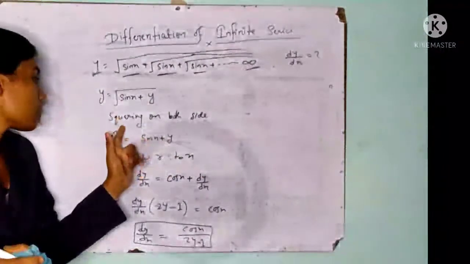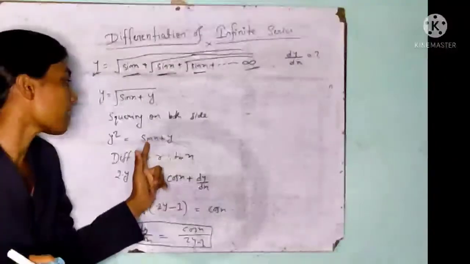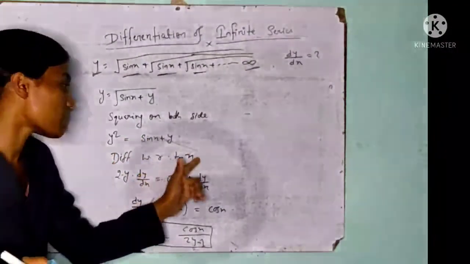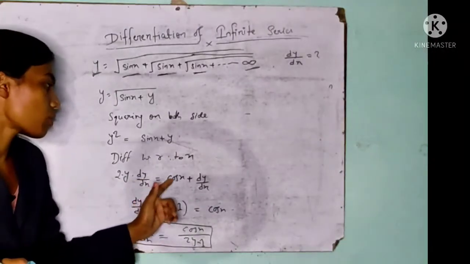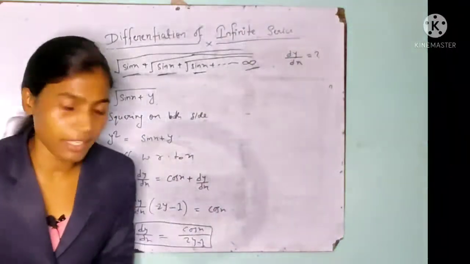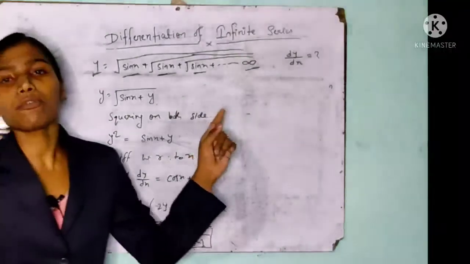If we put squaring on both sides, what happened? y square is equal to the function getting sin x plus y. Now it's free of root, then differentiate with respect to x. Y square differentiation 2y into dy by dx is equal to sin x getting cos x plus dy by dx. Now we take dy by dx separately because we need to find dy by dx.